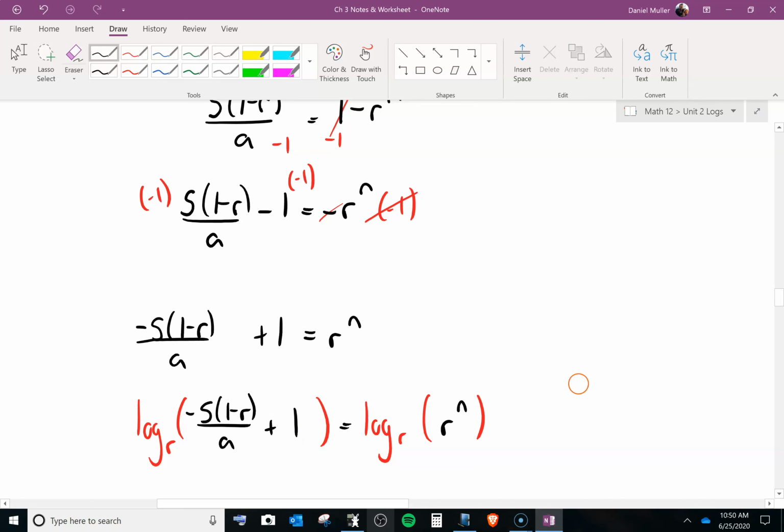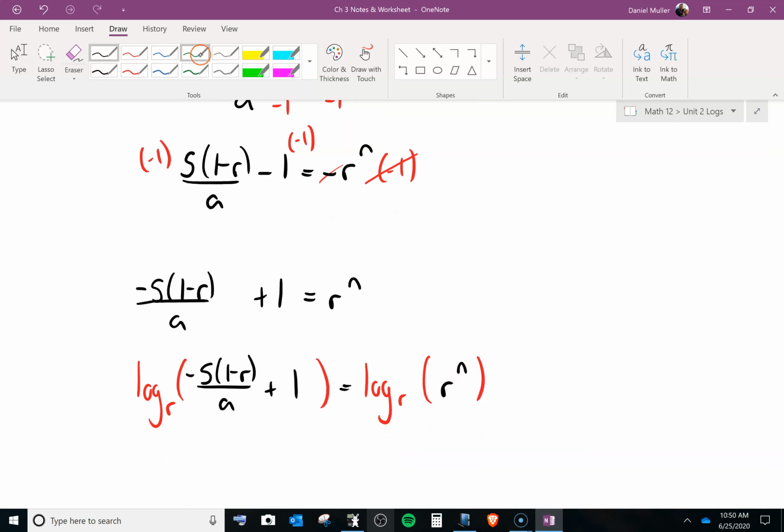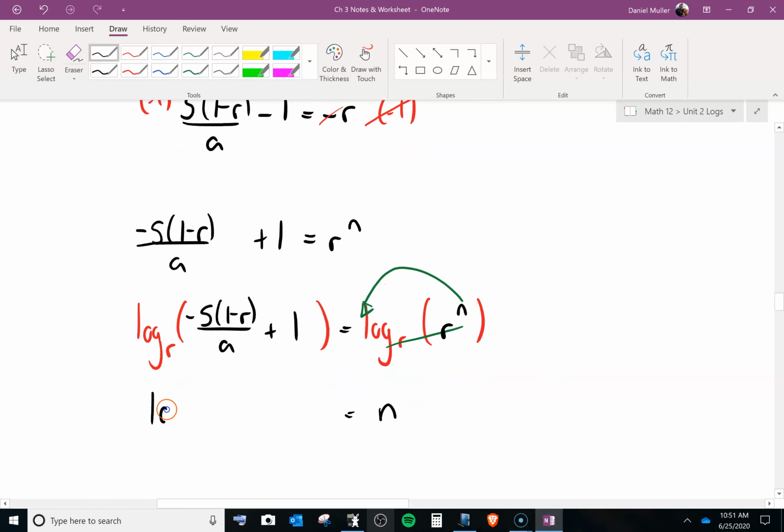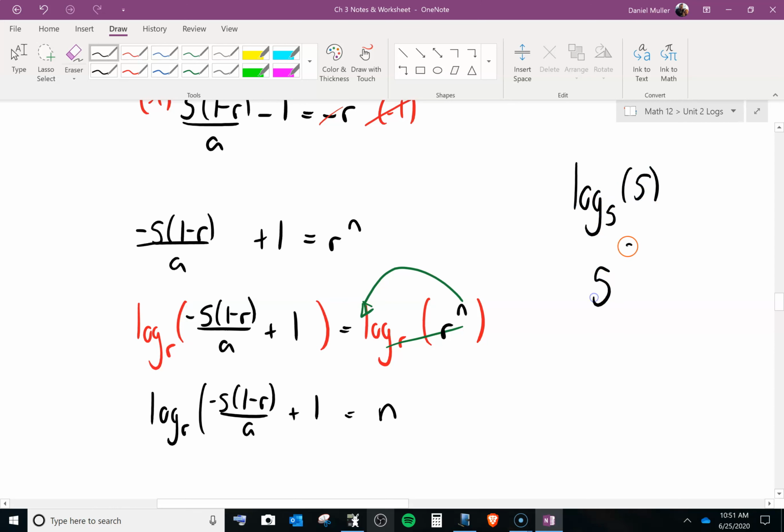Okay. So I chose log base R, so when I bring this N down, this thing will now cancel. So N equals log base R of negative S, 1 minus R over A, plus 1. Now why does that cancel? Remember, for example, 5 to the what gets me 5? Well, the answer is just a 1. So we had written down log base A of A. Any number you choose, if they're the same, they'll just cancel. So if it's an R and an R, well, they'll still cancel. That'll just become a 1. So that's why that works.